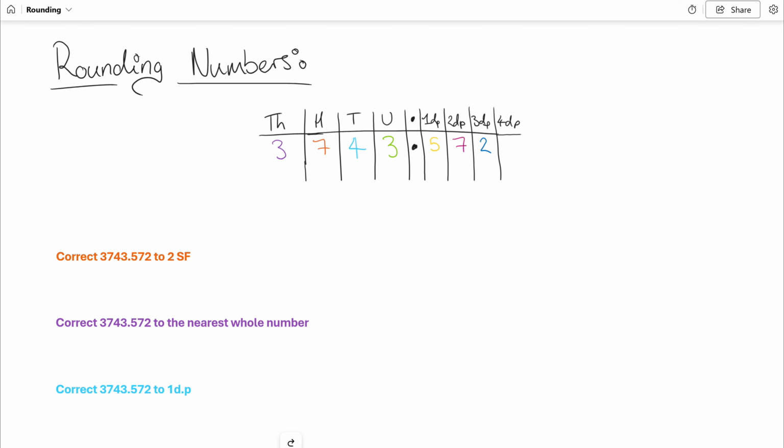So we'll look at the second number. The second number is 7, yeah? So I'm going to circle 7. And then I'm going to underline the number that's directly to the right of the number I circled.